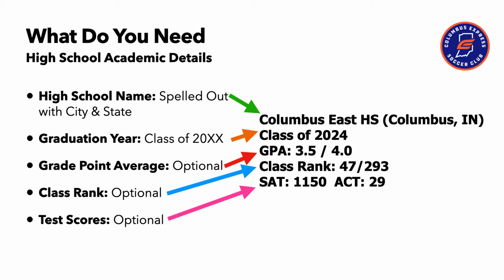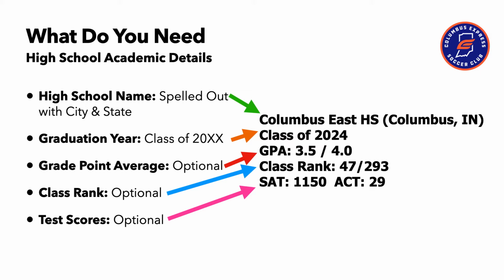The next thing you need is your high school, your academic details. Can you spell out the school? CNHS means a lot of different things to a lot of different people. While it may only mean Columbus North High School to you, to the coach that's living in a different part of the Midwest, that could be Central Noble High School. Spell it out and then put the hometown and the state that it's in. I always liked it when players put their class of and then the number instead of just the number. So put your graduation year on there.